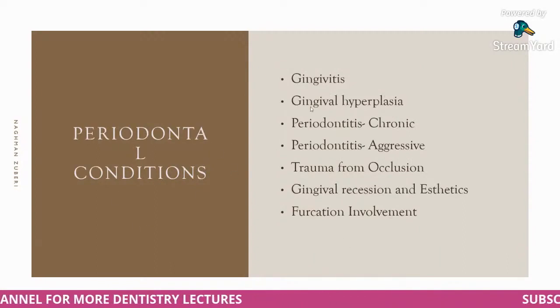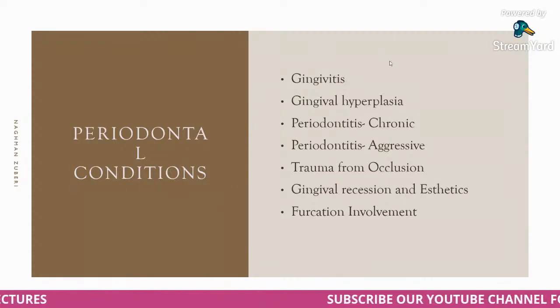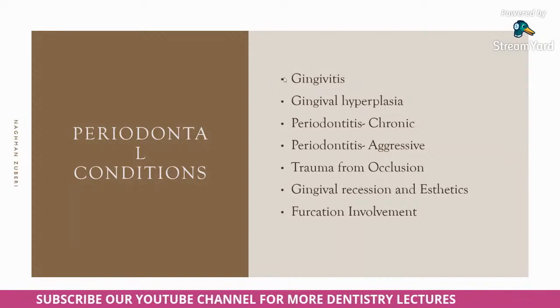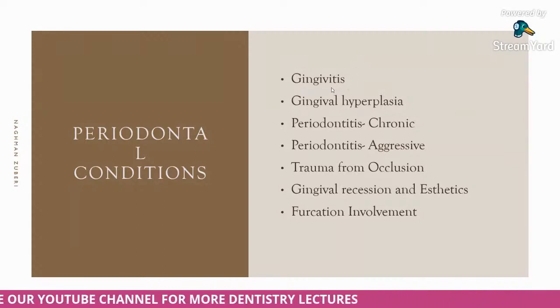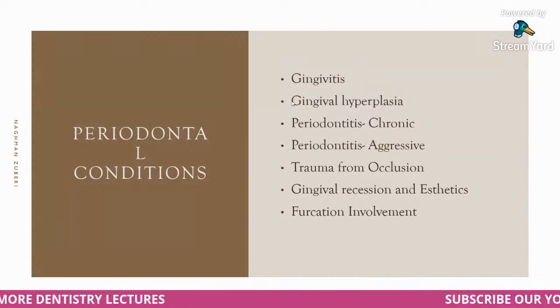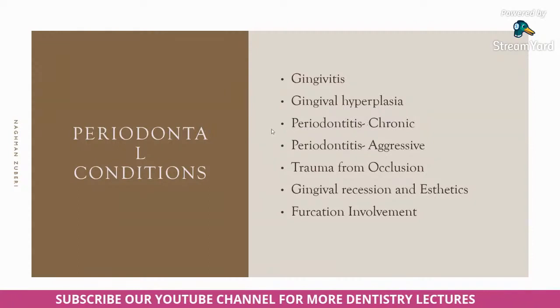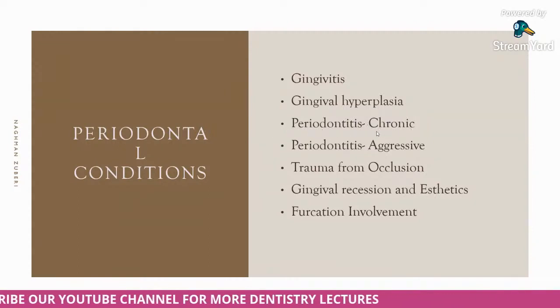Now the periodontal conditions, like in the adults, especially gingivitis, just by the plaque or some underlying issues. So it could be mouth breathing, it could be some hormonal changes, gingival hyperplasia, whether it is familial or drug induced. Then chronic periodontitis, age is very important, and the progression of the disease is also very important.